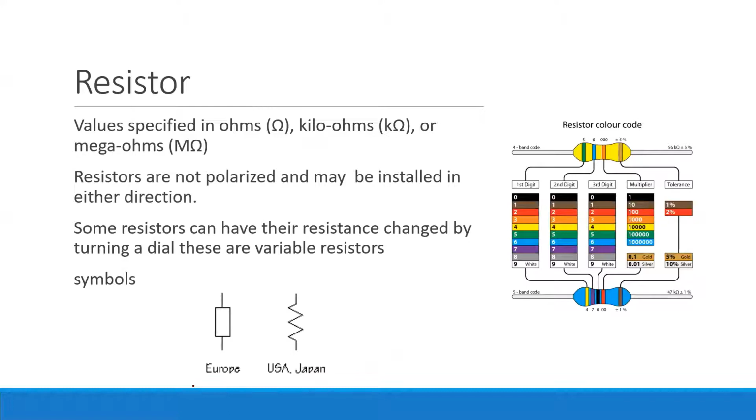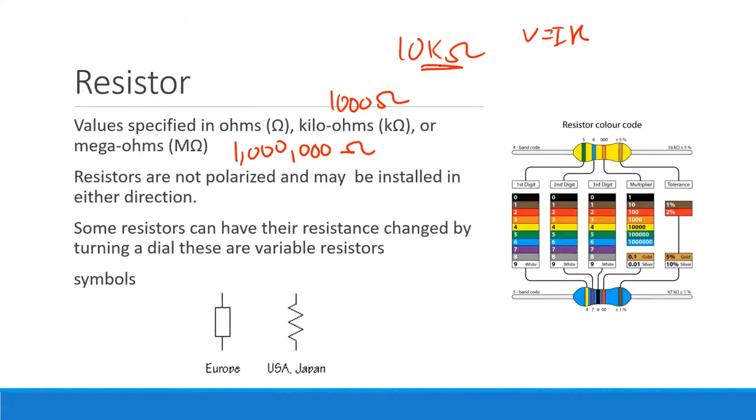The values of resistance are specified in ohms, or kilo ohms, k-ohm, or mega ohms, M-ohm. A kilo ohm is 1,000 ohms, and a mega ohm is 1,000,000 ohms. This is actually important because there will be questions where it's a 10 kilo ohm resistor, and you've got to remember that's 10 kilo ohms. I can't just use V equals IR straight away. I've got to make sure that I remember that's 10,000 ohms.